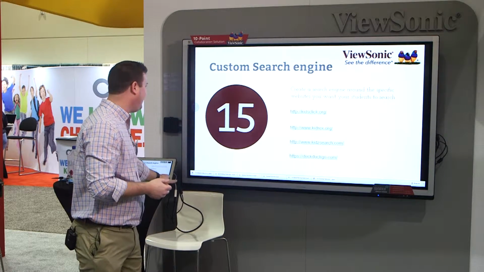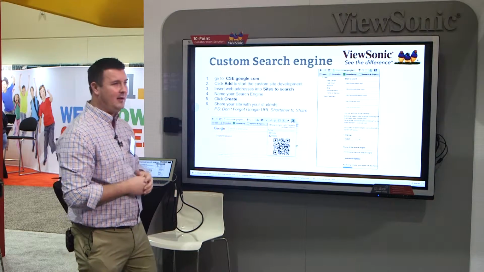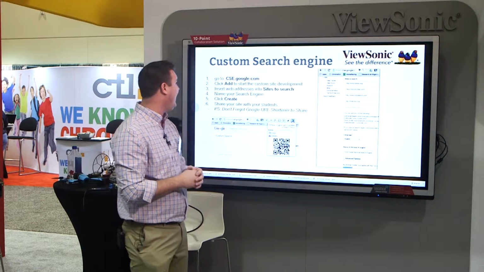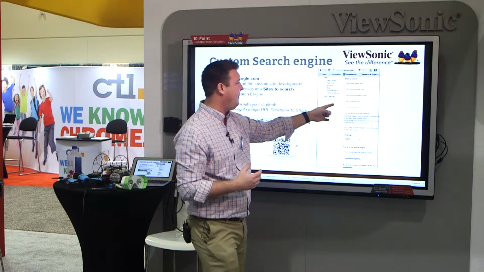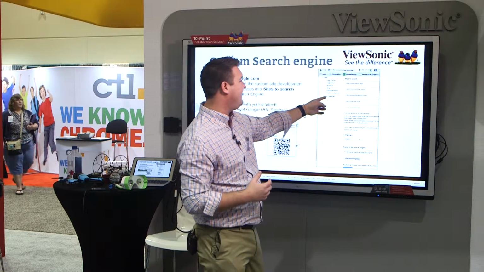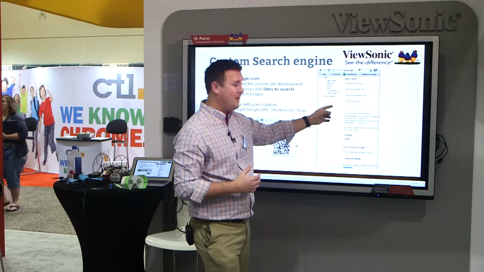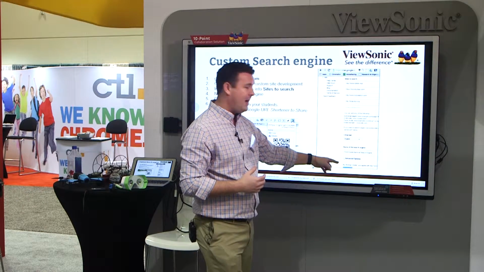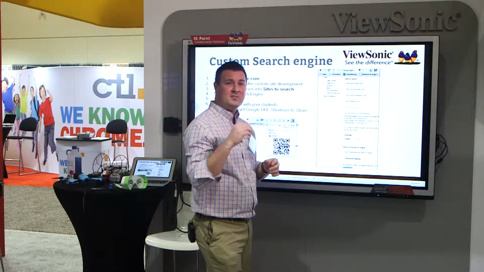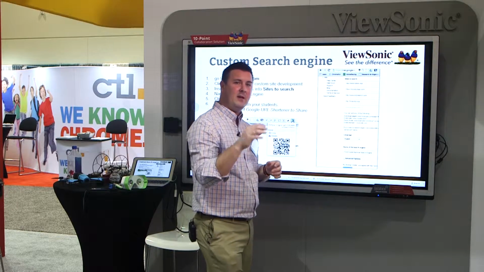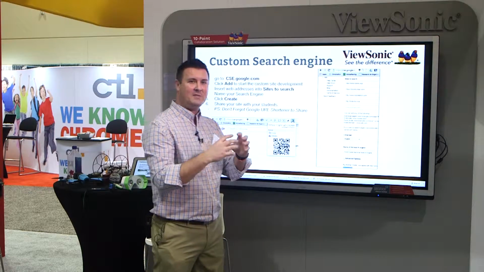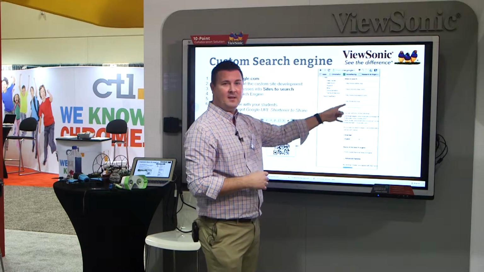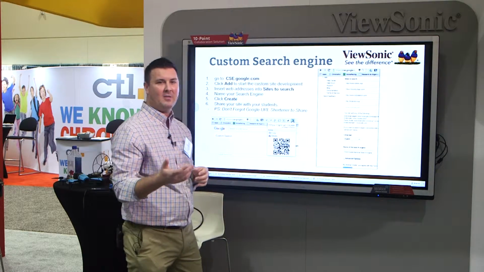And so what you do is you go to cse.google.com, and it's very simple. All you do is type in the websites that you want them to be able to search from. You put a name on it, and then you share that link with your students. So when the students hit the link, they go in and search for ducks, and they only get results from these websites that you've allowed them to use.